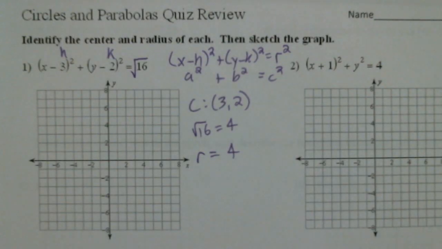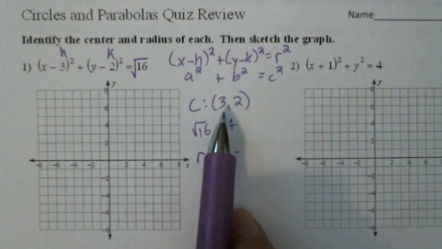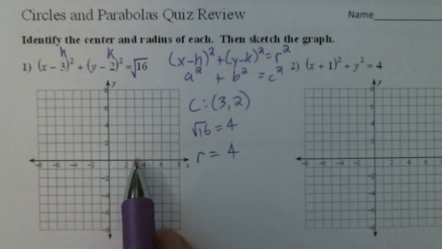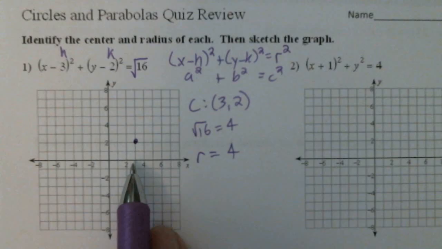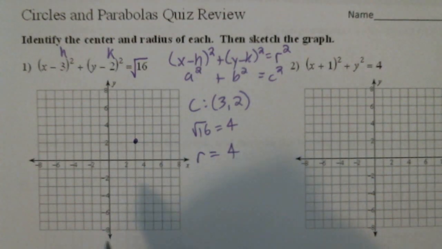Okay, so as we discussed in the other video, if I want to graph the circle, the first thing I need to do, of course, is plot my center. So I'll go right 3, up 2, and again, take just a moment to make sure: right 3, up 2. Make sure that point is correct, or everything else will be wrong.